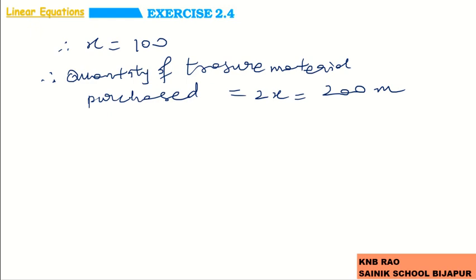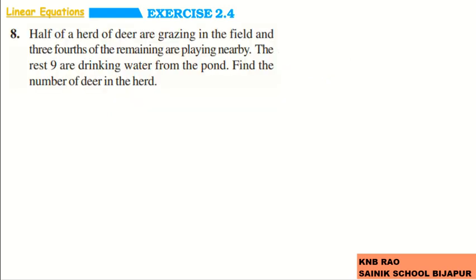Then coming to question number 8. Question number 8 is also very important, children. In this question number 8, we have got: half of a herd of deer are grazing in the field and 3/4 of the remaining are playing nearby. The rest, 9, are drinking water from the pond. Find the number of deer.